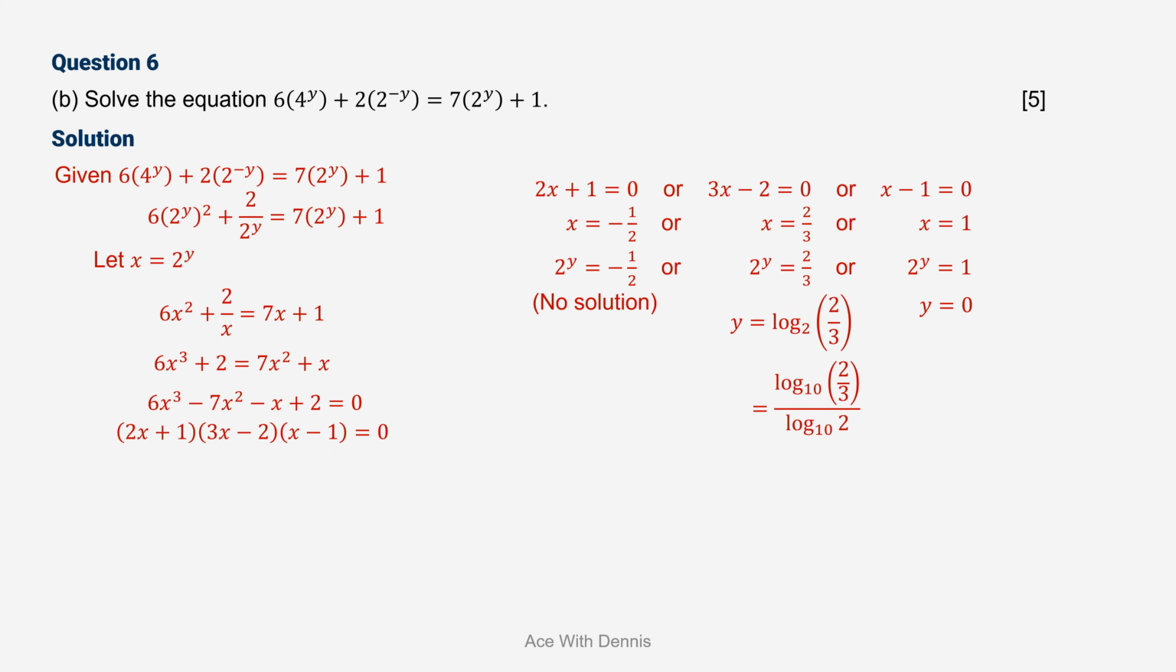Then for the logarithm here, we can change the base so that we can press the calculator and calculate. So we have log base 10 of 2 over 3 over log base 10 of 2. And the value of y will be negative 0.585 to 3 significant figures. So this is the answer for question 6.